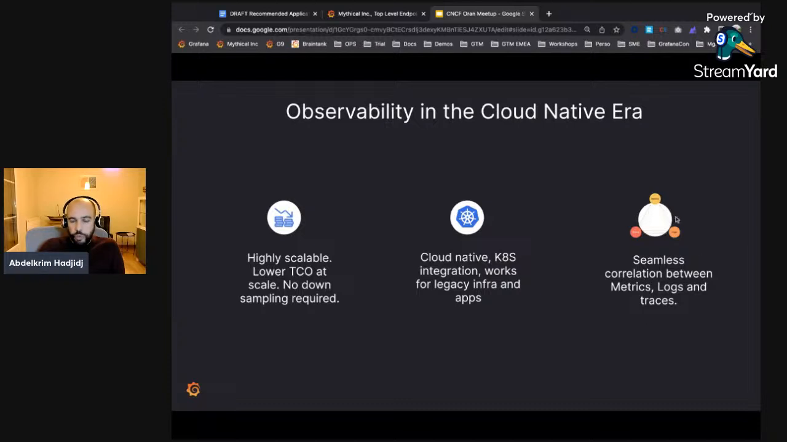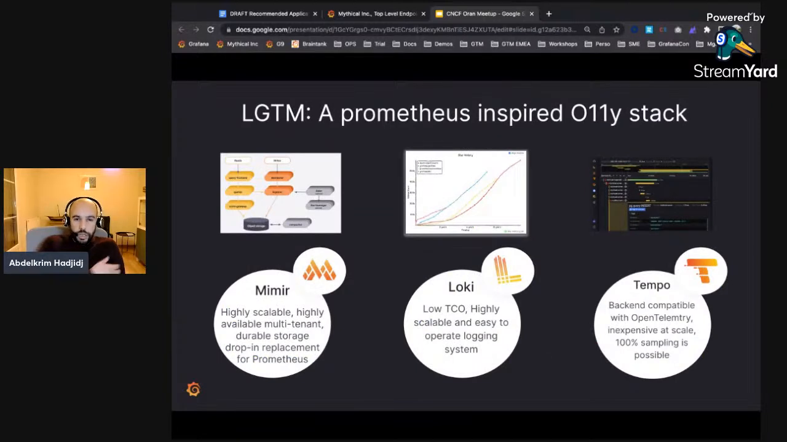And finally, we would like to have seamless integration between metrics, logs, and traces directly. So based on these design considerations, we built this LGTM stack. Mimir is for storing metrics, with the same scalable, low-cost storage, and it can be a replacement for Prometheus. I will talk about Prometheus in the next section.